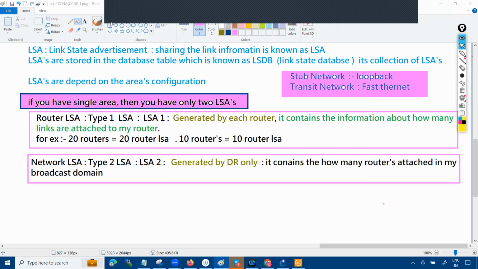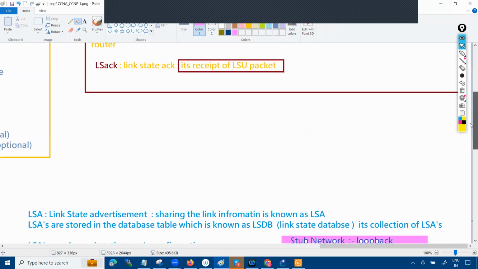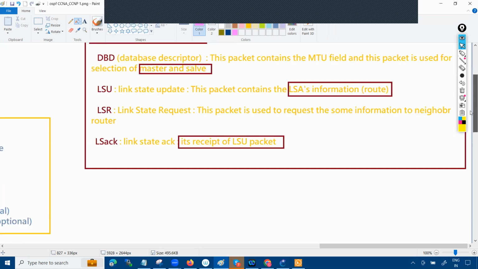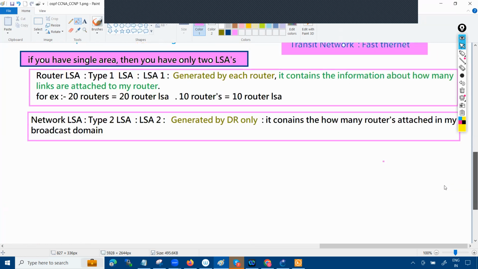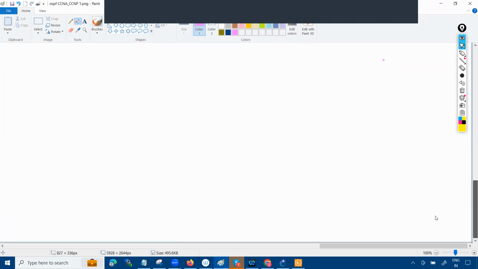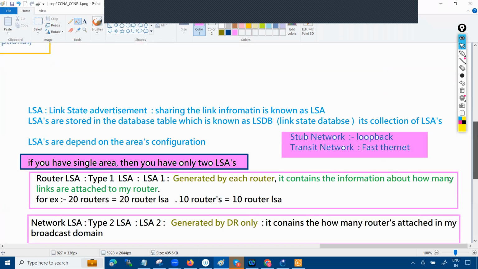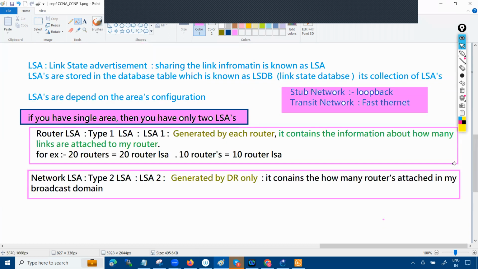Thanks. Okay, guys, we'll catch you tomorrow with the multi-area concept. There are two ways to deploy OSPF. One is a single area, another is the multi-area concept. So multi-area, you will see tomorrow. We'll do a lot of things like LSA3, LSA4, LSA5 as well. So interesting things come tomorrow.